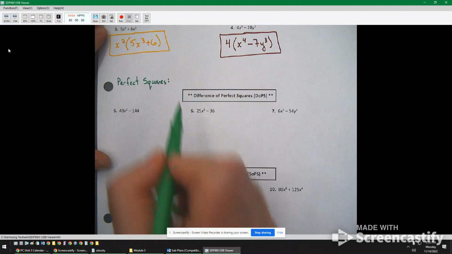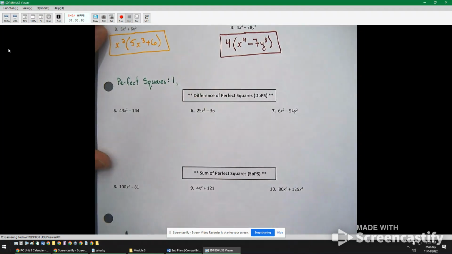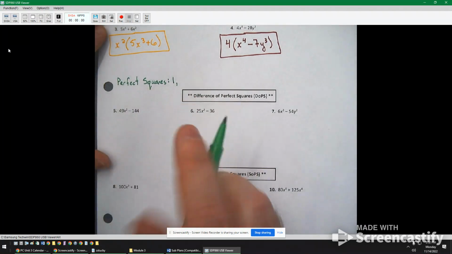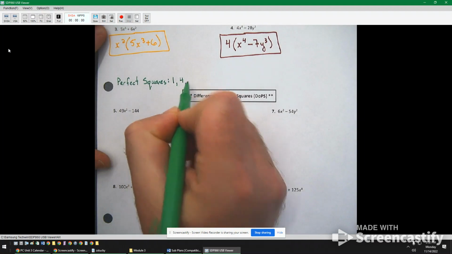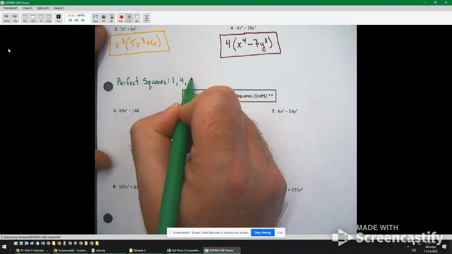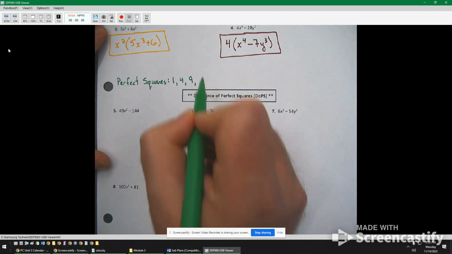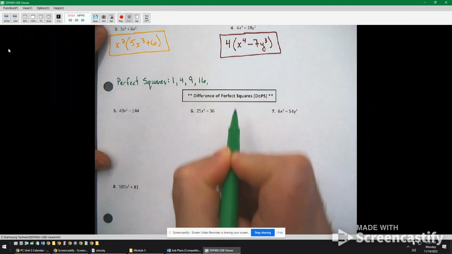The first perfect square is 1, because 1 times 1 is 1. The second, 2 times 2, 4. The third, 3 times 3, 9. The fourth, 4 times 4, 16, and so on.